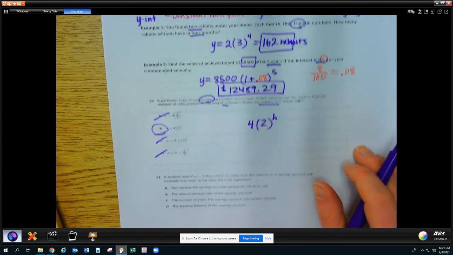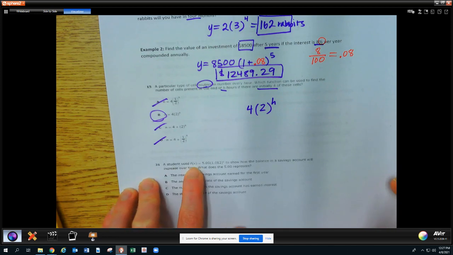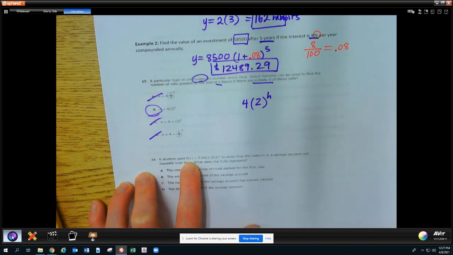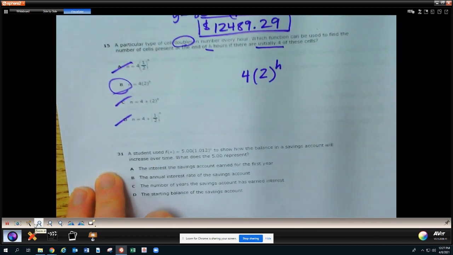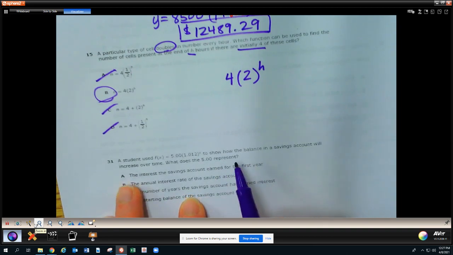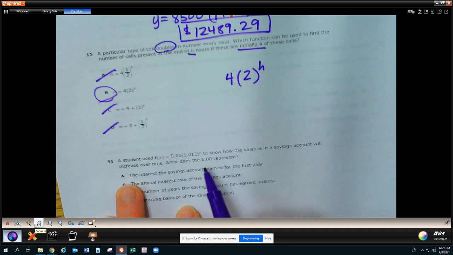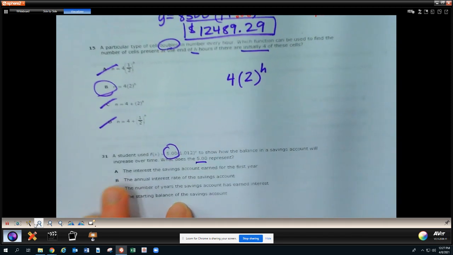So some of these STAAR questions are going to be super easy for you. All right, a student used, hopefully you can see that, I'm going to zoom in a little bit just in case. A student used this function to show how the balance in a savings account will increase over time. What does the 5 represent? Well, the 5 is the a value, so we know that's the initial amount. Before even reading the options, I know I'm looking for something that says the initial amount.